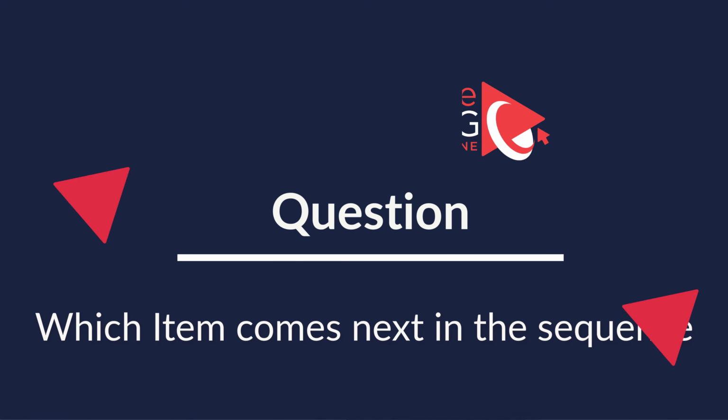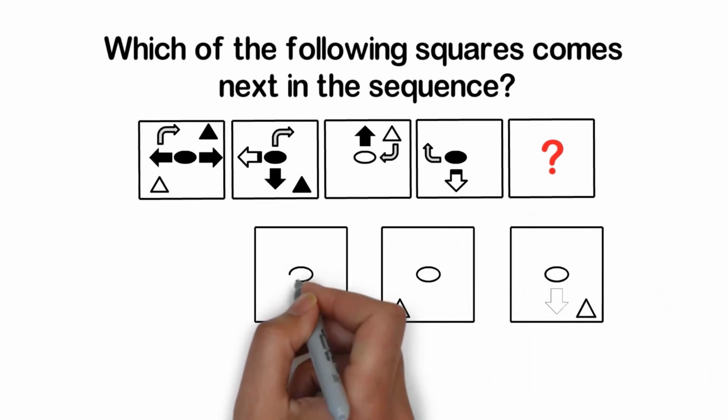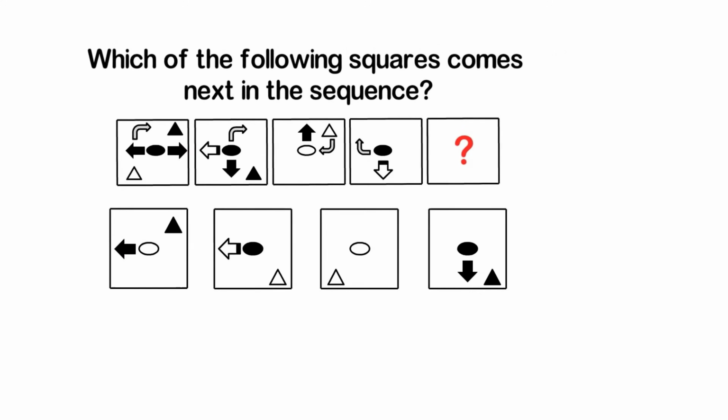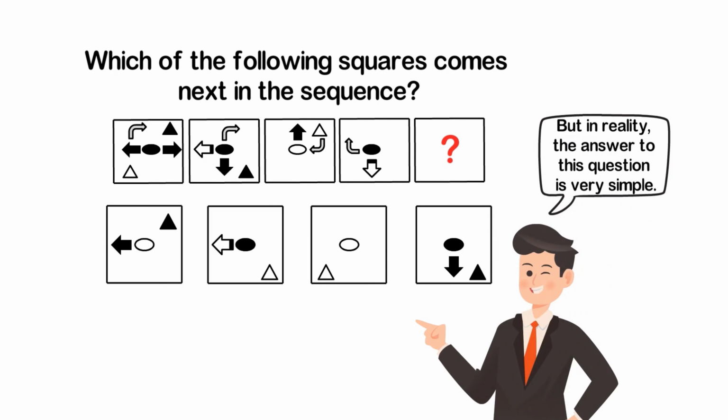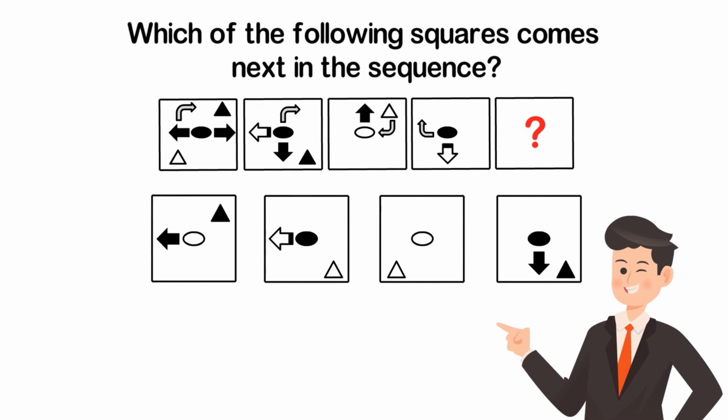Here's a question that on the surface seems very, very hard to solve. But in reality, the answer to this question is very simple. You're presented with 5 different squares. Squares 1 through 4 have shapes inside, and you need to determine the missing square 5.